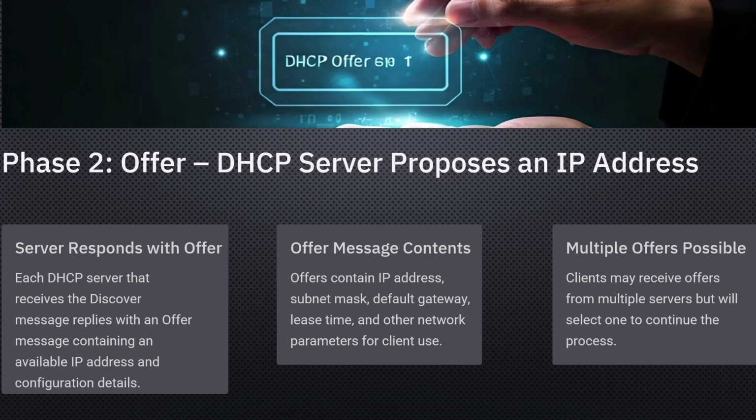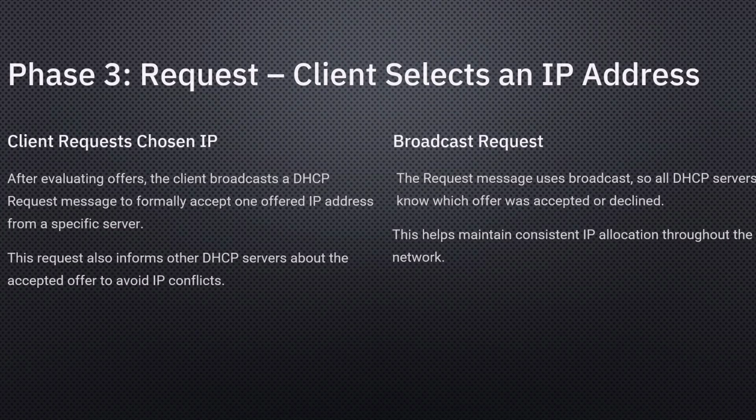It does seem counterintuitive at first glance. The source IP is still 0.0.0.0 because the client hasn't officially got the IP yet. The destination IP is 255.255.255.255. Okay. But inside that request message, the client includes an option that identifies the specific server whose offer it's accepting, so the intended server knows it's the chosen one.